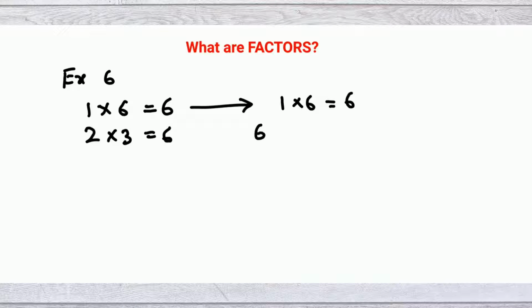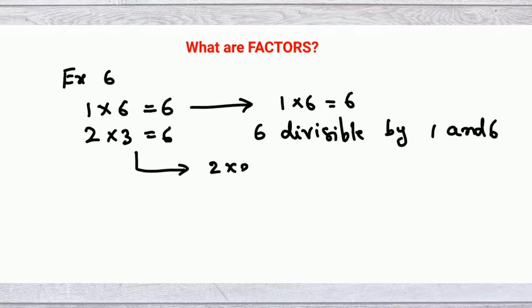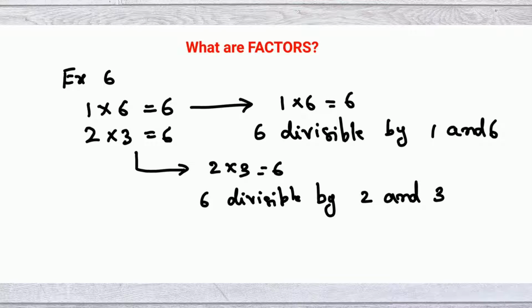It means 6 is divisible by 1 and 6. Now we consider second pair, that is 2 into 3 is equals to 6. It means 6 is divisible by 2 and 3. Considering these two pairs, it means 6 is divisible by 1, 2, 3 and 6.